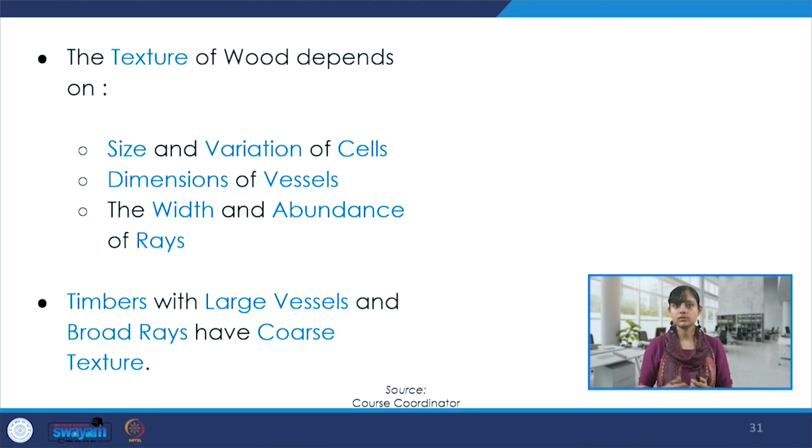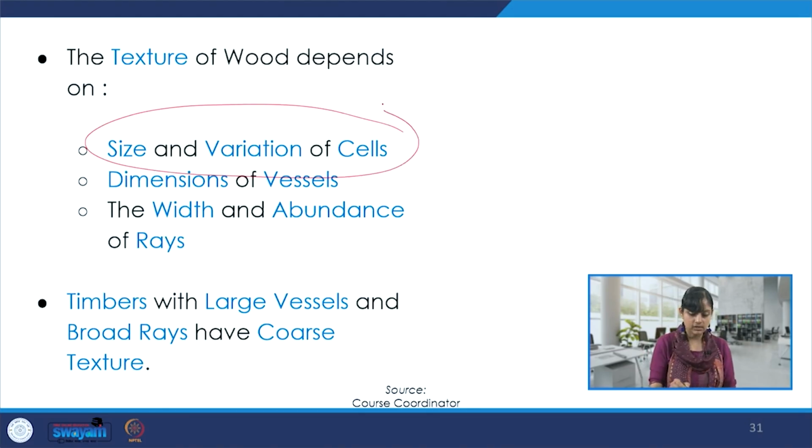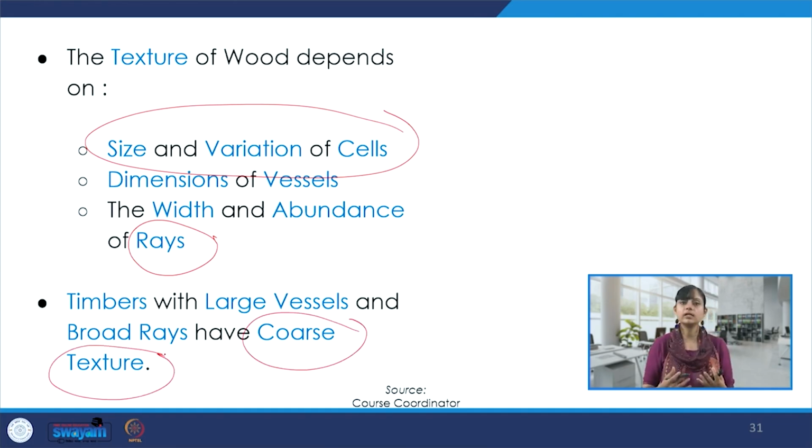Texture of the wood. Now the texture of the wood depends on size and variation of cells, the dimensions of the vessels, that long section that we saw in the drawing, the width and the abundance of the rays that we saw in the anatomical drawings again. So timbers with the large vessels and broad rays have coarse texture. Again, just to understand it in an overview manner, rather than going into too many details, this is something that will be useful for you to understand.